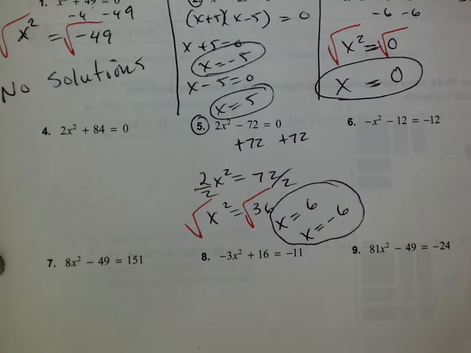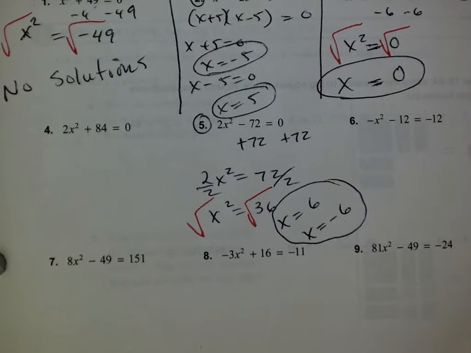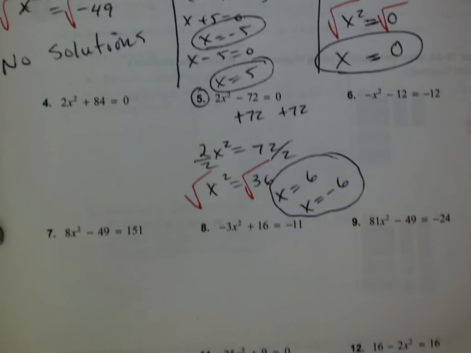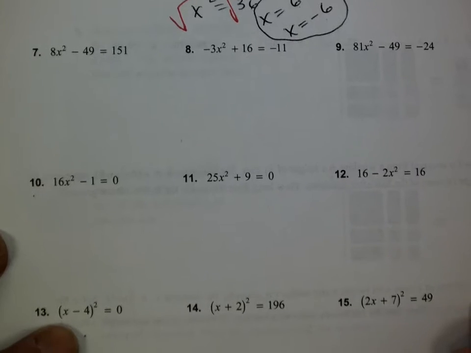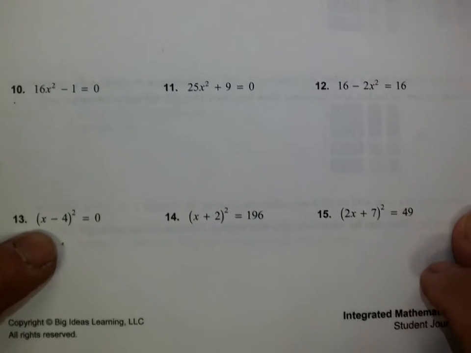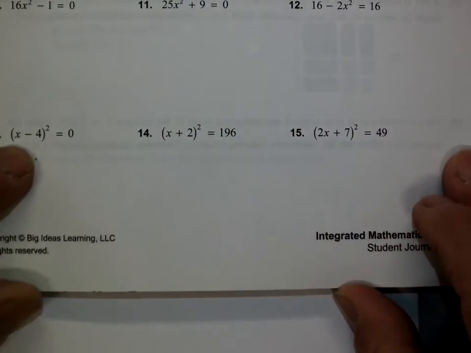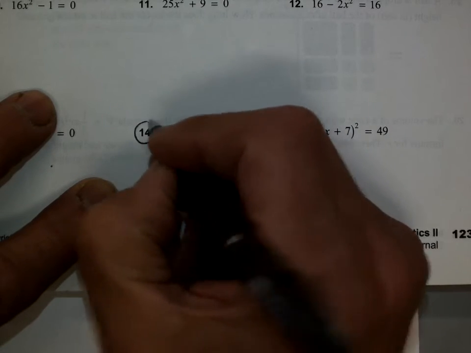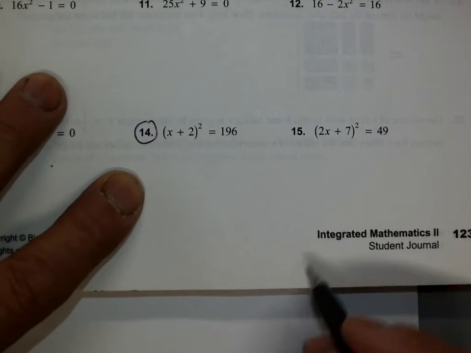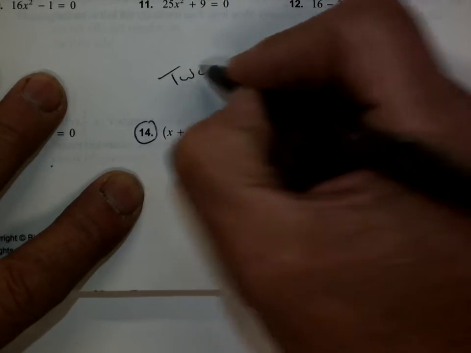All right, let's scoot all the way down to 14. Okay, 14 is different. Now remember, we're going to have two answers.